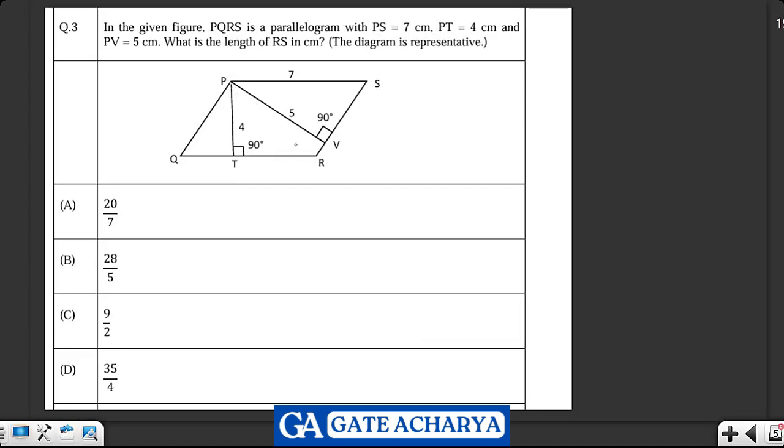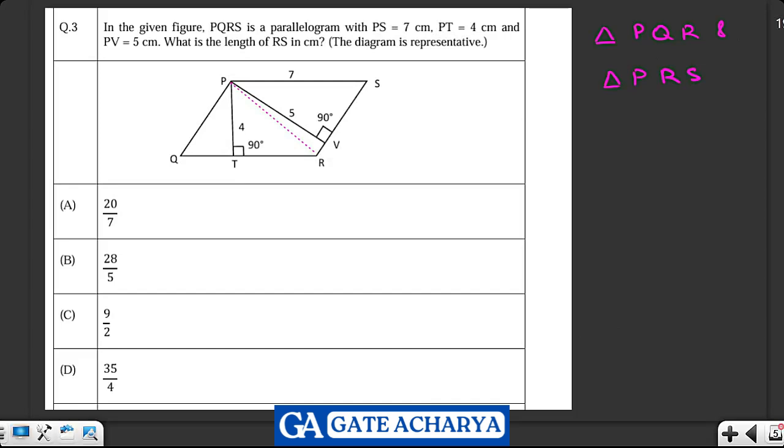Let me draw a line like this. Sorry, let me take a different color. Let me draw a line like this. So I'm dividing the parallelogram into two triangles here. One is triangle PQR and the other is triangle PRS. So we have two triangles here.